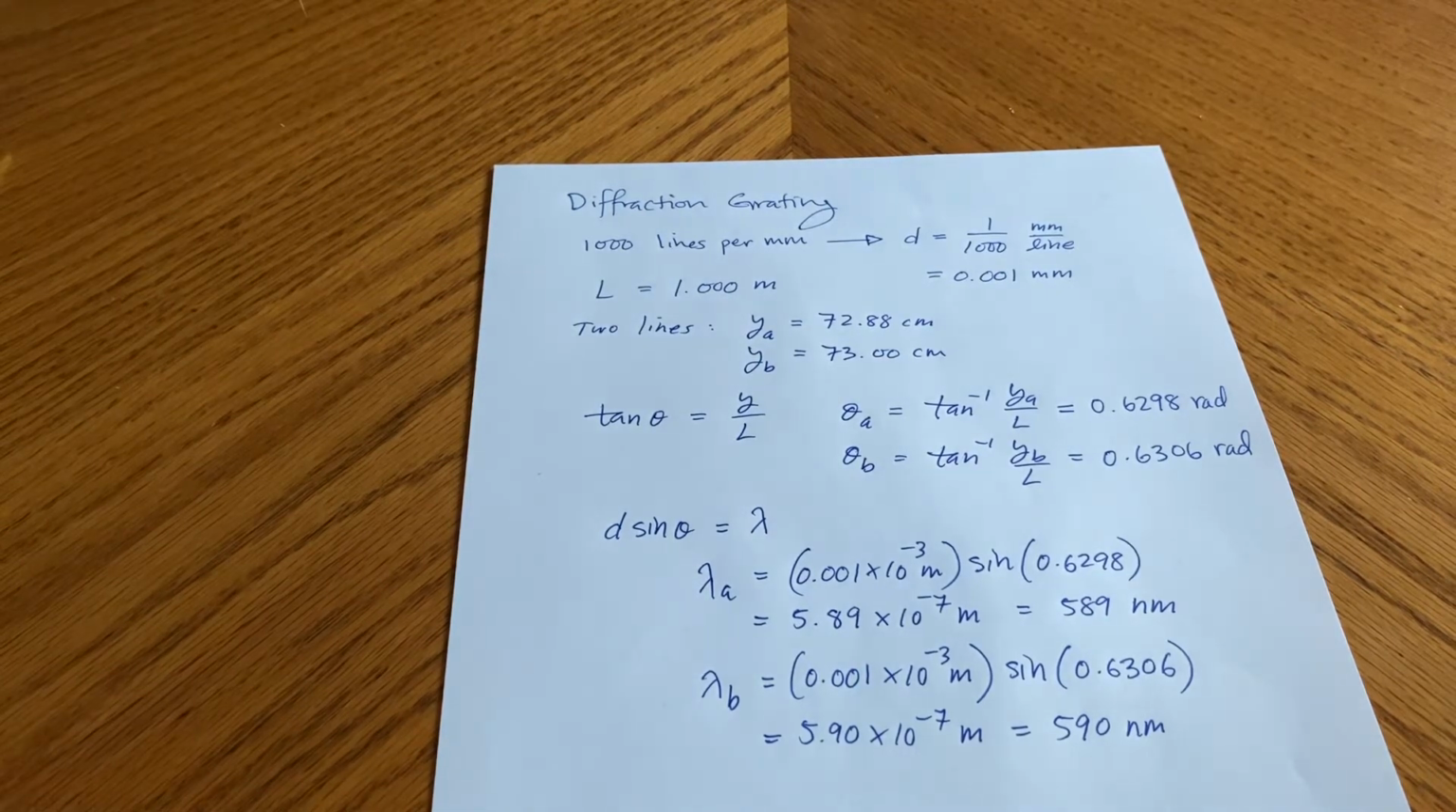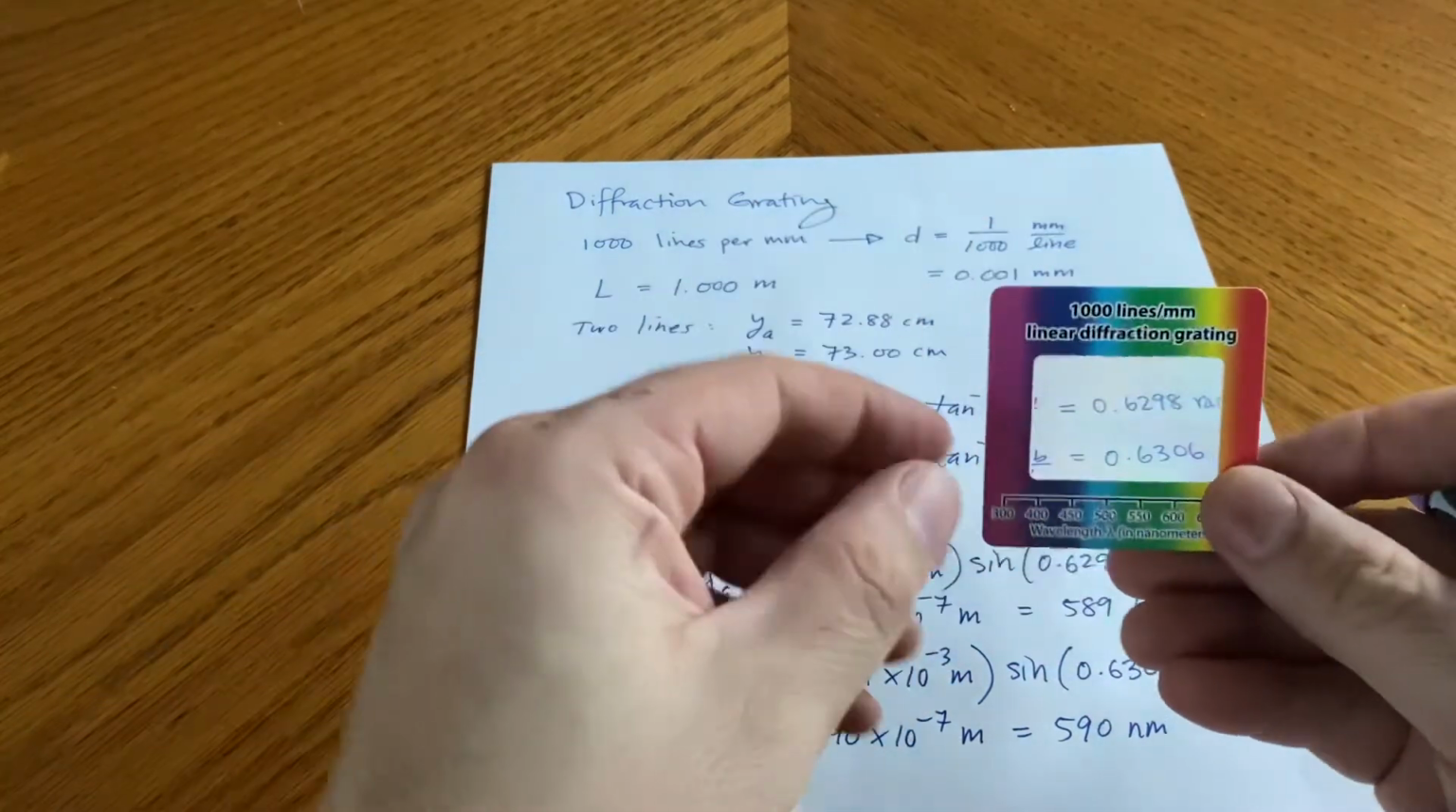In this example, we have a diffraction grating. A diffraction grating is essentially like a double slit, but instead of just two, you have many openings for the light to pass through. Those openings are spaced very close together. Diffraction gratings are typically labeled in lines per millimeter. So I have one right here.